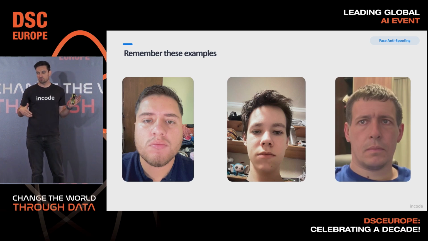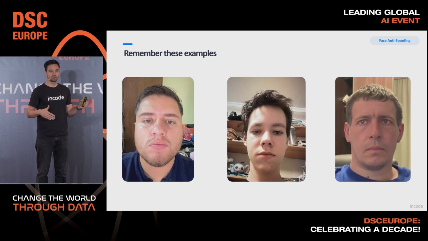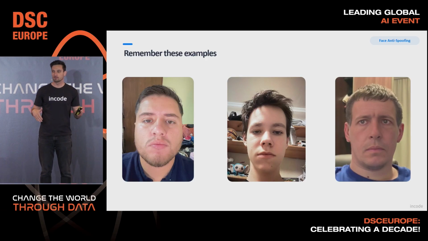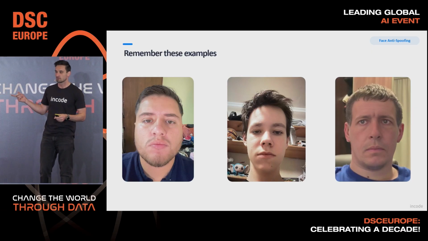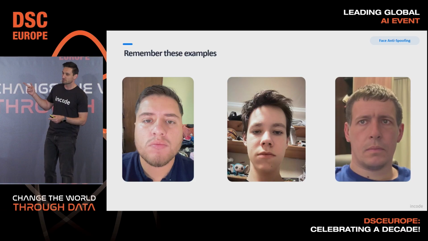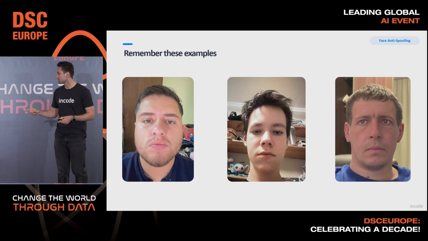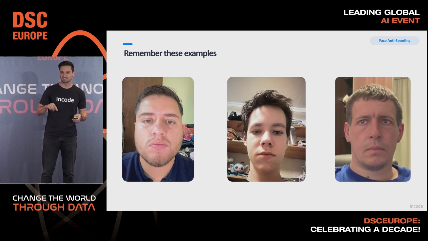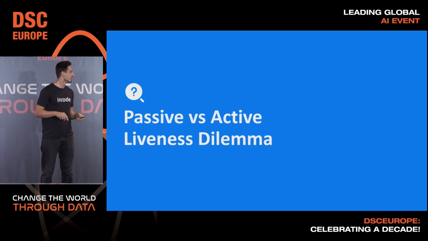Let's look at these three examples. Do you think that any of them are a spoof attack? Who thinks it's the first image on the left? Raise your hands. Okay, no one thinks so. Who thinks it's the one in the middle? Okay, and on the right side? Okay, all right. So most of the people think that the spoof attack is the third one. Let's remember these faces, and we will go back to them later.